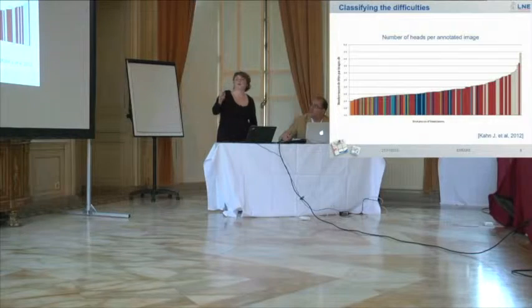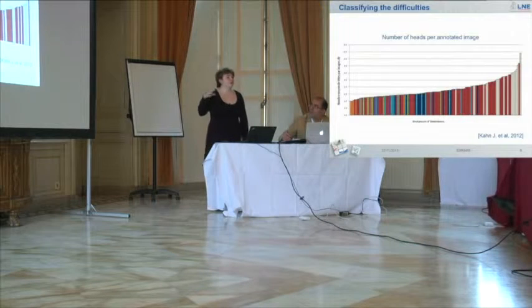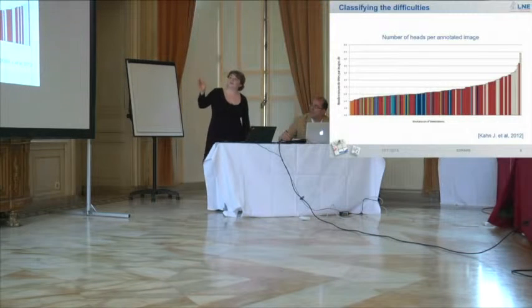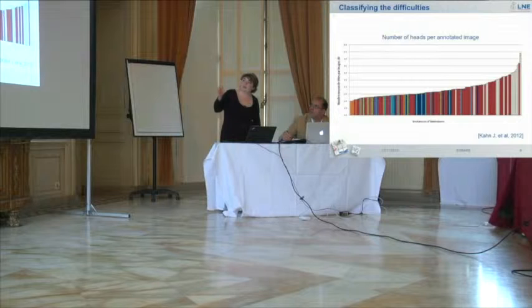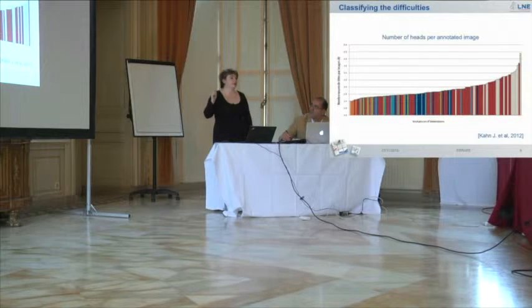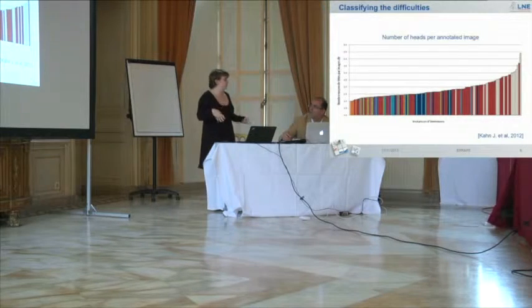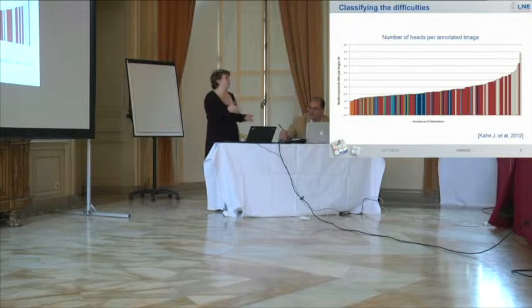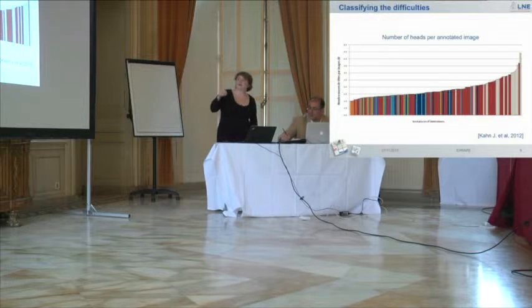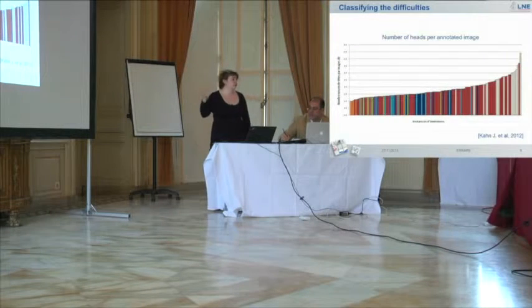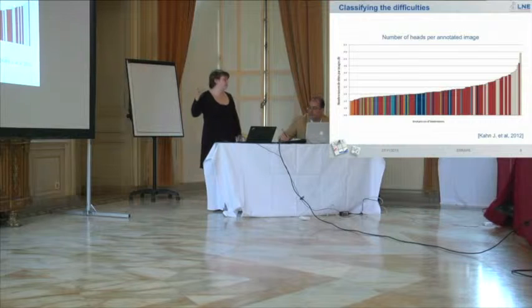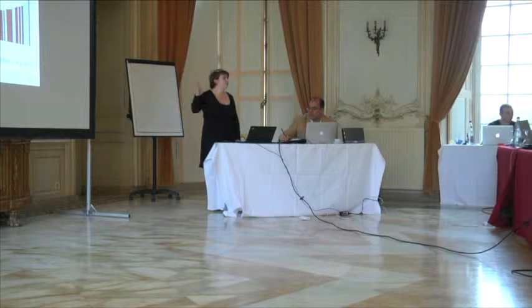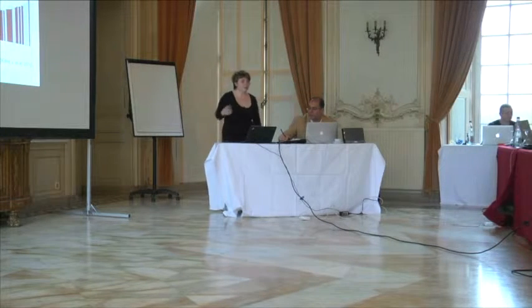For example, the white bars correspond to the parliament sessions, and the orange, green, and purple bars correspond to the political debates where there are not so many people visible at the same time. So it might be a factor that can explain the performance, and that's why we need to control this kind of factor when we build the corpus.